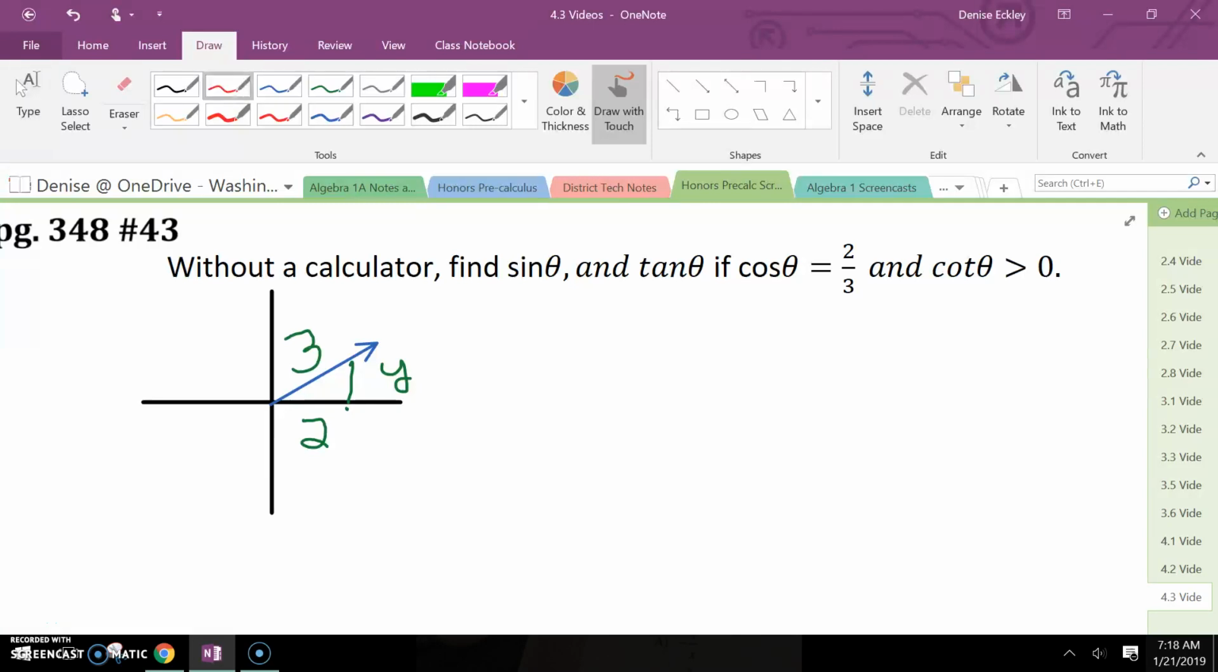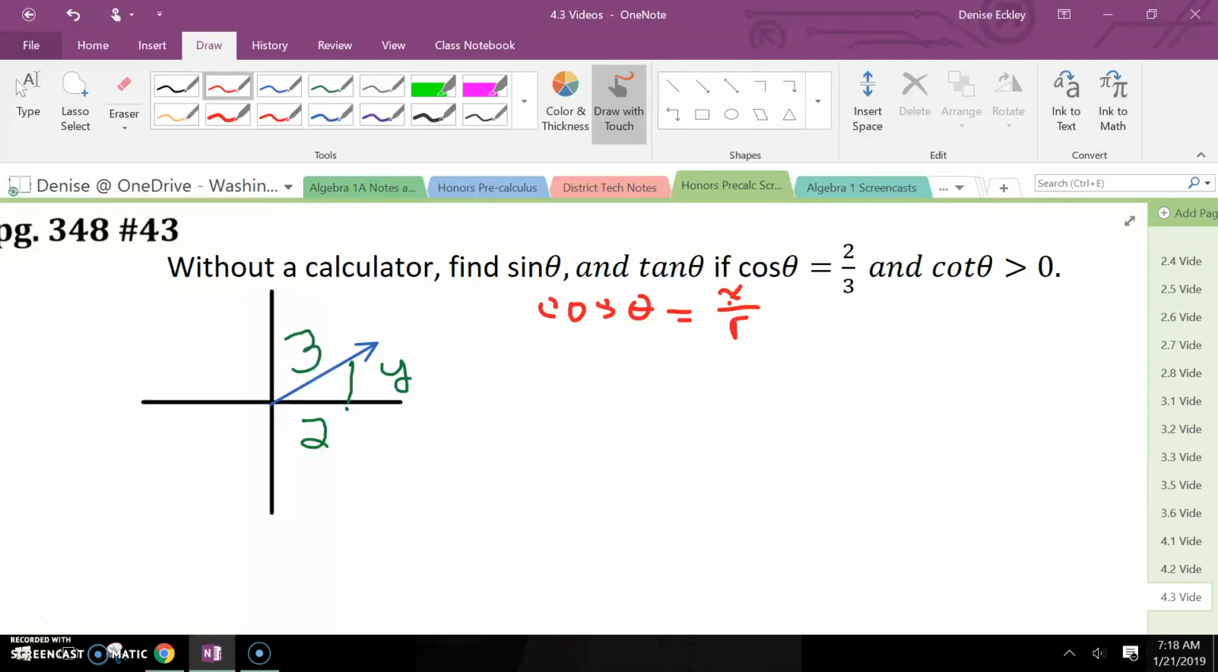Page 348, number 43, asks us, without a calculator, to find sine theta and tangent theta, given two pieces of information which are critical. First, that cosine theta is 2/3, and that cotangent of theta is greater than 0. So first thing is, we use the idea that cosine theta is x over r. So that gives us two sides of the triangle when we draw it.